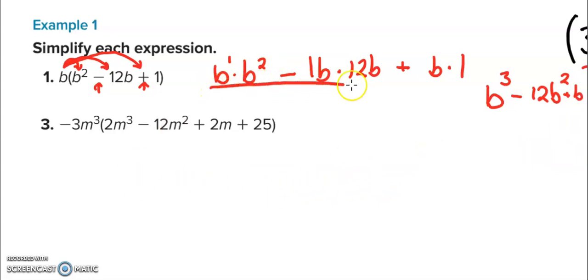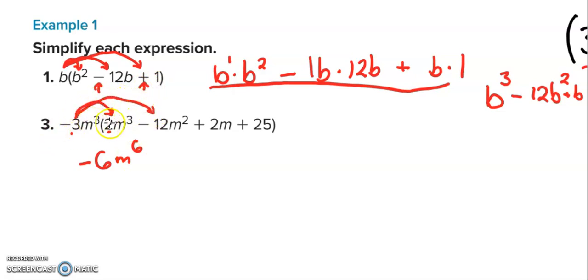Now, we can always kind of bypass this step if we do these really in order. If we just kind of look at this and say, well, what is negative 3m to the third times 2m to the third? Well, we multiply our numbers together. Negative 3 times 2, negative 6. M to the third times m to the third is m to the 3 plus 3, m to the 6th.